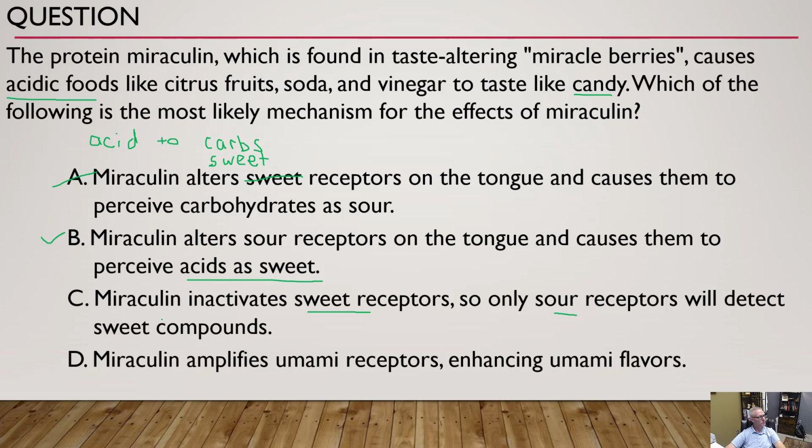No, we're not inactivating our sweet receptors because we're still perceiving sweetness. All right, miraculin amplifies umami. No, this has nothing to do with umami. So the answer is going to be B. We're altering our sour receptors on the tongue and we're causing them to perceive acids as sweets. So that's going to be our answer.